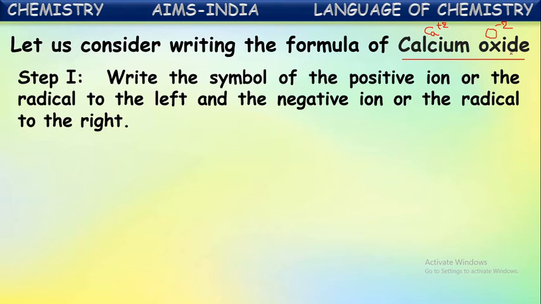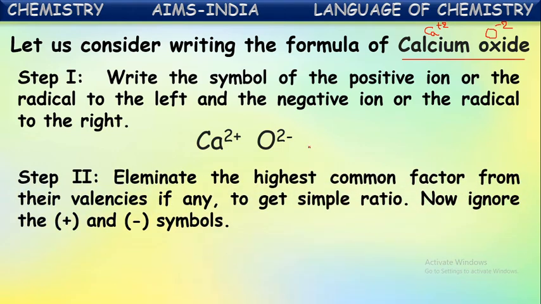As we know, the electronic configuration of calcium, atomic number 20, is 2, 8, 8, 2. To become stable in compounds, it loses 2 electrons and hence forms the Ca plus 2 ion. Oxygen has 8 electrons, so its configuration is 2, 6. To become stable, it gains 2 electrons and forms the O minus 2 ion. So the ions of calcium and oxygen are Ca plus 2 and O minus 2 respectively. From these, first we write the positive ion followed by the negative ion: Ca plus 2 and next O minus 2.